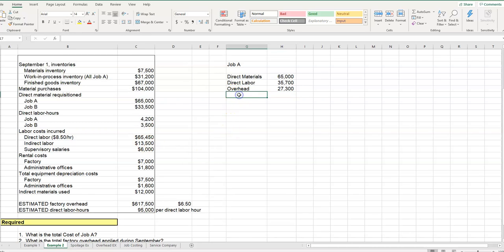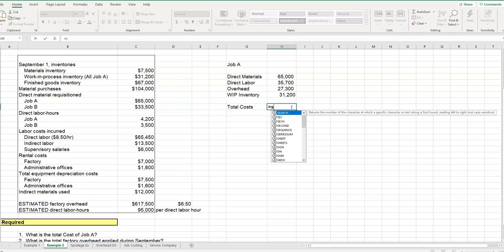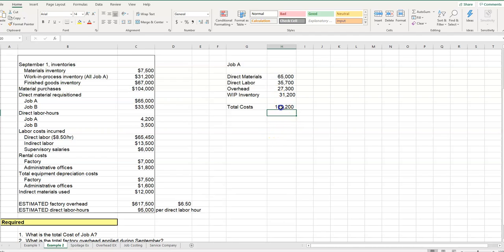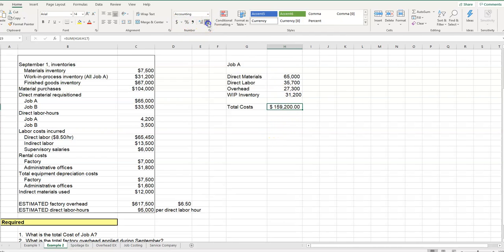The last thing that we're going to calculate in job A is that we have work in process inventory from job A. So here we have work in process inventory, which was all part of job A's expenses, $31,200. So the total cost of job A is $159,200.